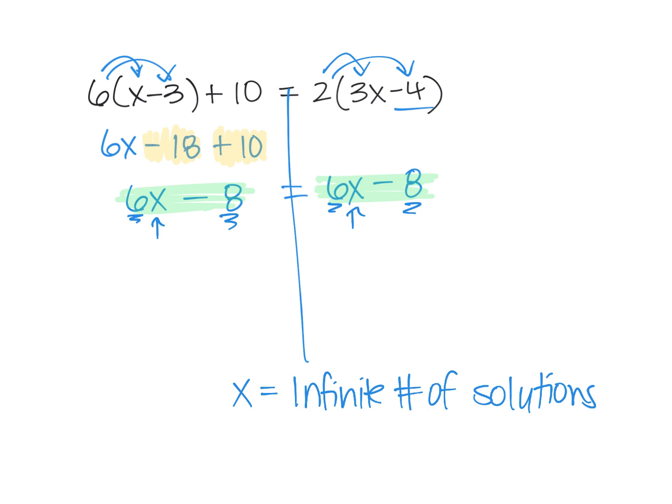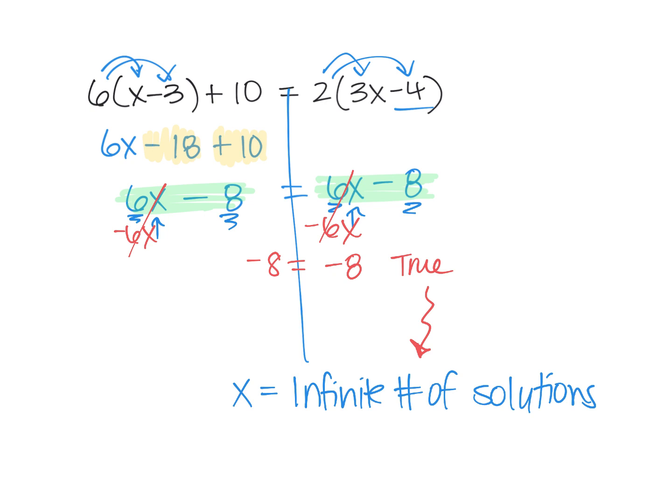Now, if you didn't notice that, which is okay, you could keep solving it. Let's just see what happens. So let's say I take 6x away from both sides. Okay, that's gone. I end up with negative 8 equals negative 8. Does negative 8 equal negative 8? Yeah, that's true. If you ever end up with a true statement like that when you're solving it, that tells you there's an infinite number of solutions.